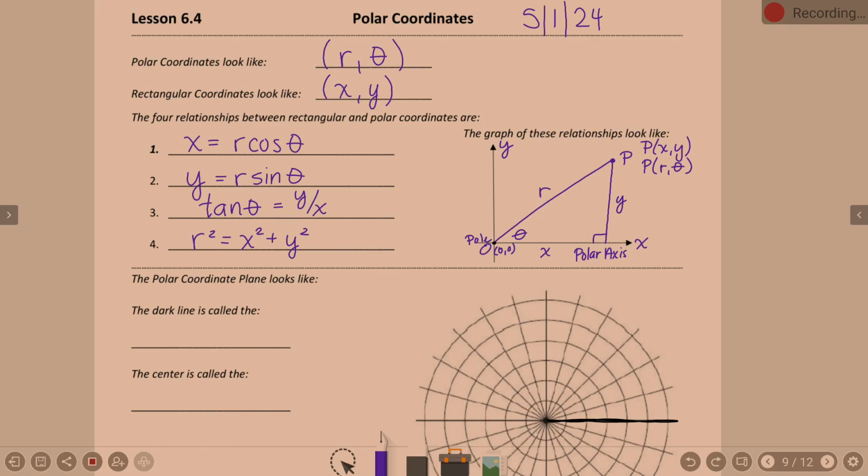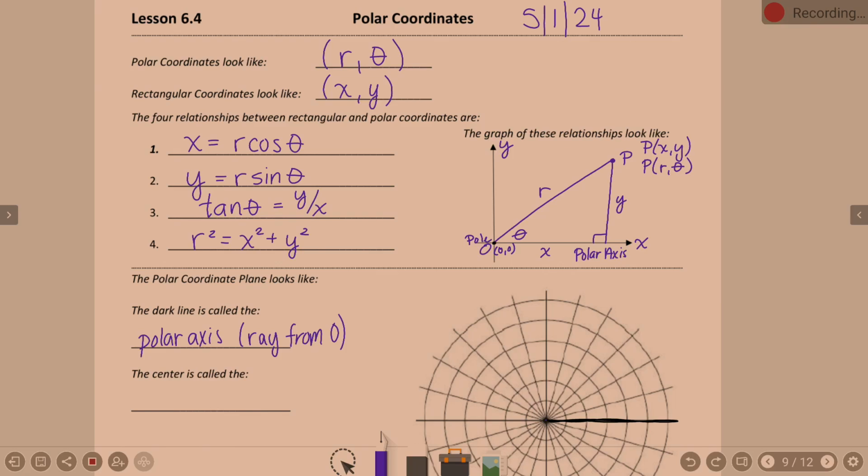Okay. I have this somewhere on the next page too, but the polar coordinate plane looks like this, and I'm going to move my page here in a moment. The dark line is what we just talked about calling the polar axis. My definition of the polar axis is the ray that goes from point O, from 0. So it's the ray that goes from the center.